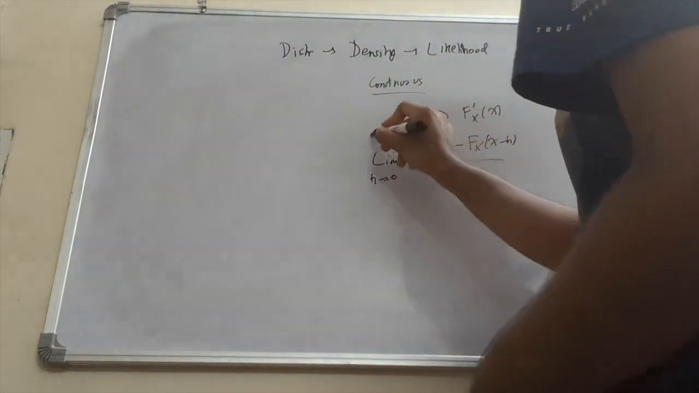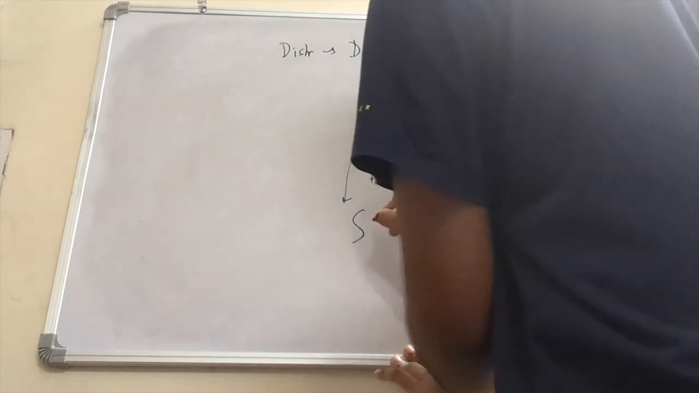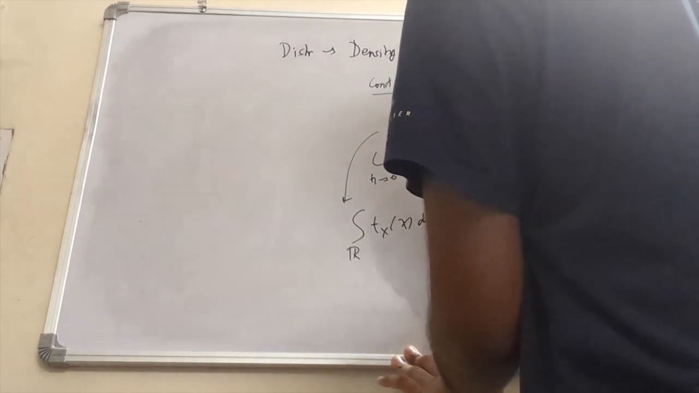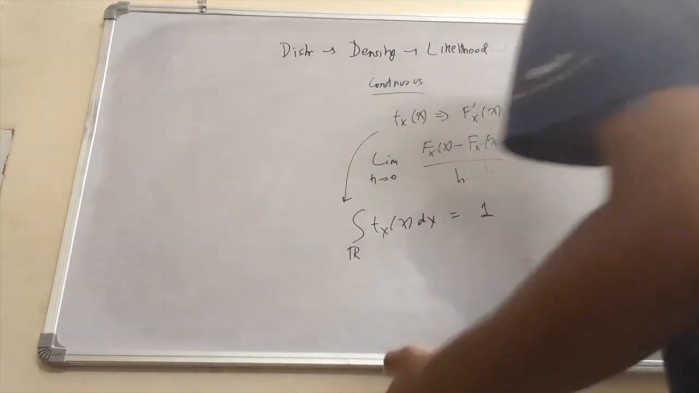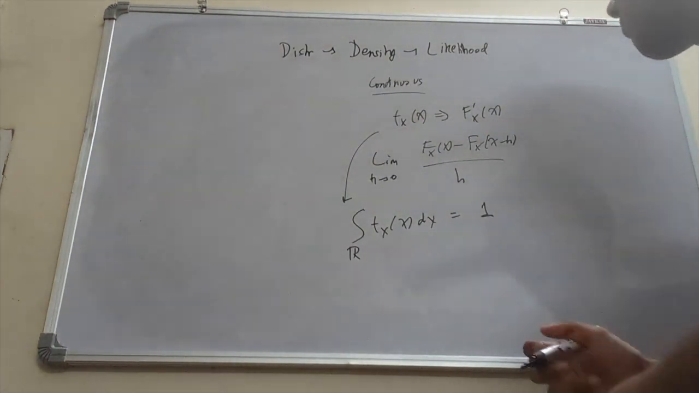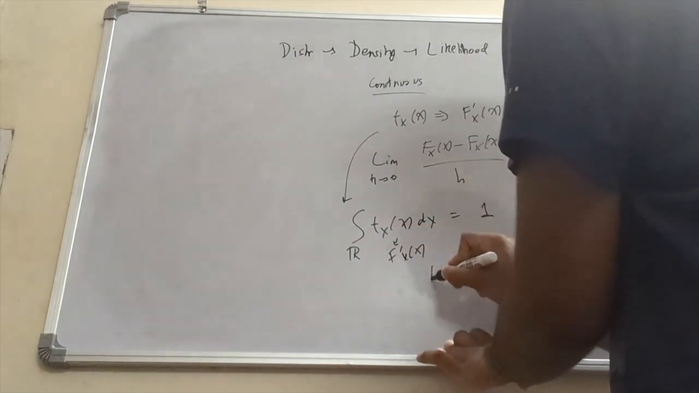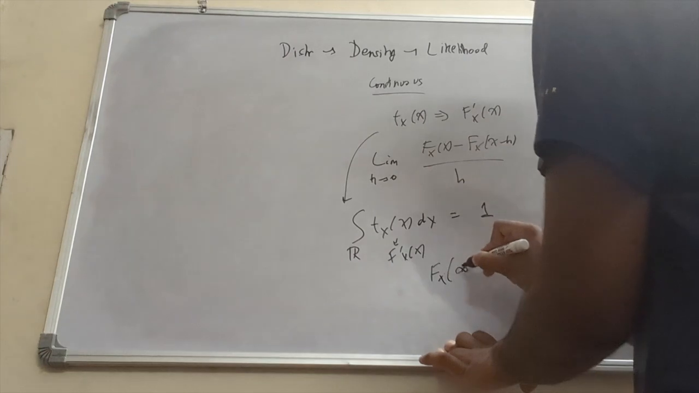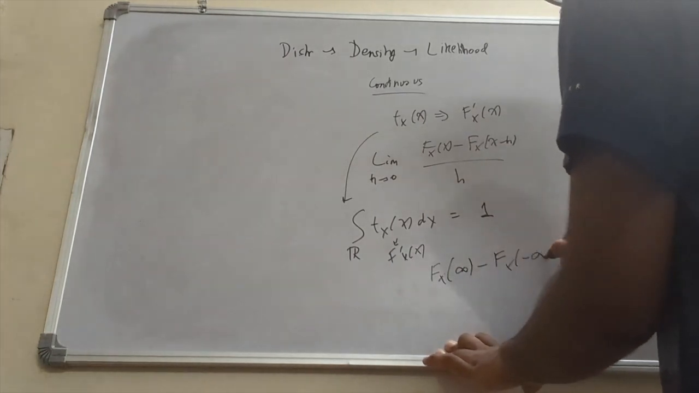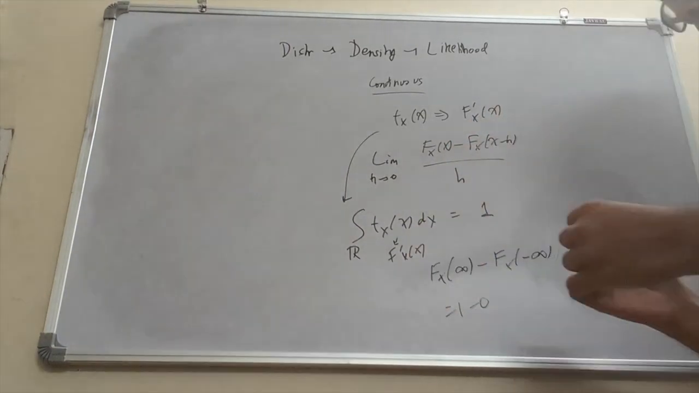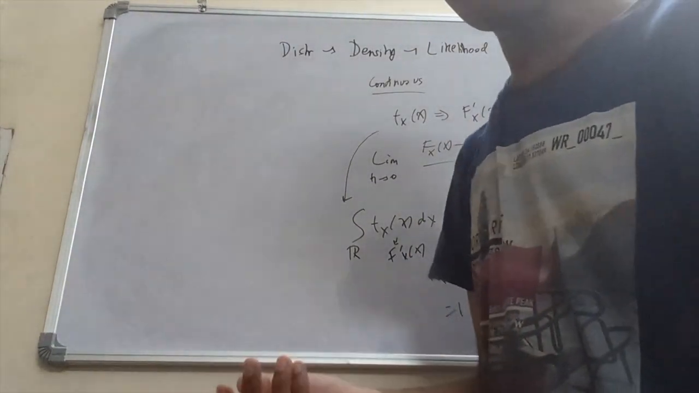Now the interesting property of this is that the integral over the real domain of f of x dx is equal to 1. That is pretty simple. You could just substitute F prime of x and you basically get F of infinity minus F of minus infinity, which is basically 1 minus 0. So that is that. So that is the density function.